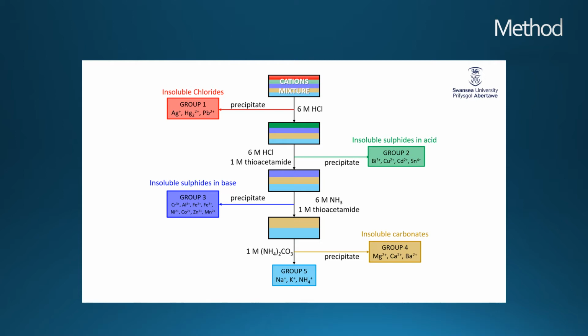To begin with, we're going to look at group 1, which makes insoluble chlorides. After this, we will look for insoluble sulfides in high acidity. We will then look for insoluble sulfides in base. After that, insoluble carbonates. And finally, for group 5, there will be flame tests. And for NH4, we will look at pH paper.